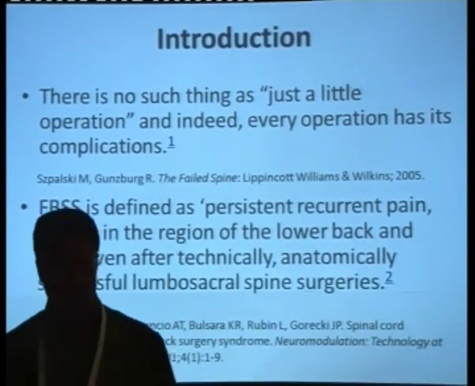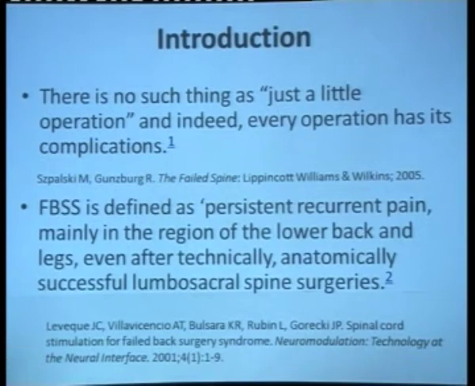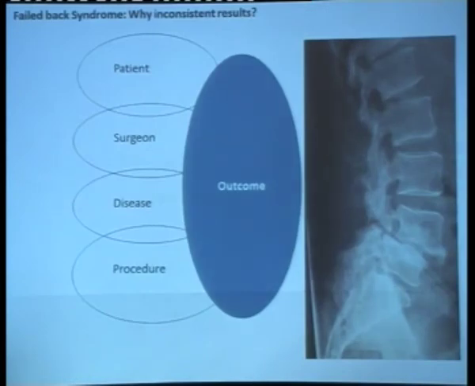There's a lot of advertisement that disc surgery is band-aid surgery, it's percutaneous surgery, you come in and go out. But it's very important to understand there's no such thing as a little operation, and every operation has complications. Failed back surgery is defined as persistent or recurrent pain, mainly in the region of the lower back and legs, even after technically successful surgery. When everything seems perfect and still the patient complains, or something doesn't seem perfect, then you can say it's failed back. Why does that happen?